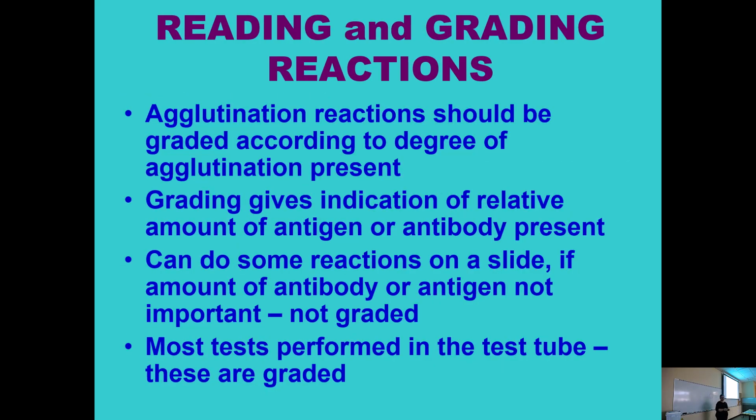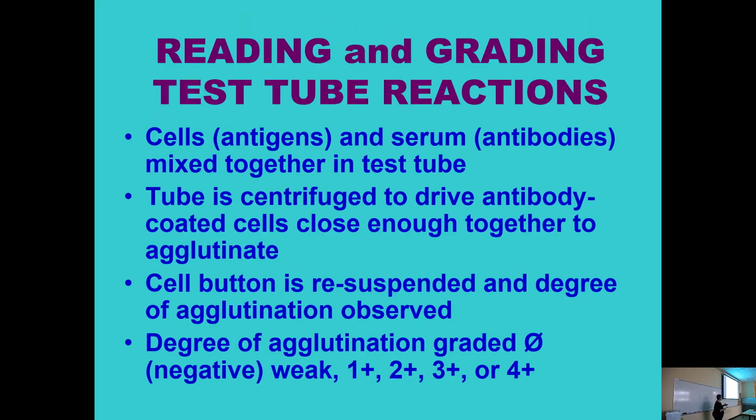Reading and grading reactions: agglutination reactions need to be read based on how strongly they're holding together. When we grade them, it gives us an indication of how strong the reaction is and how much antibody is actually there. Some reactions can be done on a slide, but most of them we're going to do in a test tube and grade. On a slide, it's just positive or negative, because we can't grade them on a slide. However, when we put them in a tube, we can.